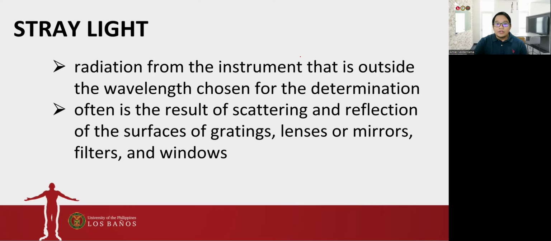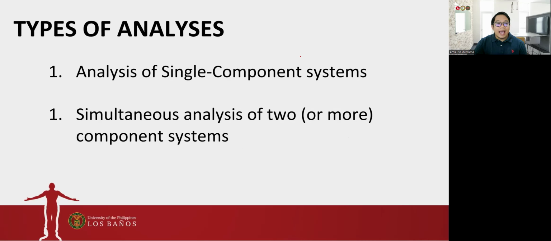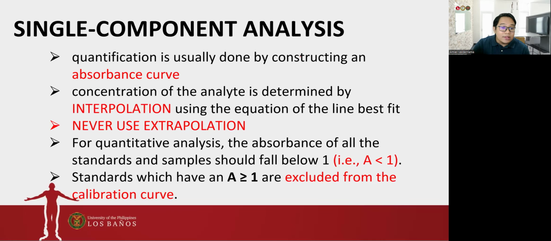Okay? The next naman natin is how do we analyze using UV-Vis? So we have analysis of single component system and analysis via simultaneous of two component systems. So let's discuss the difference between the two. So sa single component, you can quantify the concentration of the solution by means of constructing a absorbance curve. So in here, the concentration of the analyte is determined by interpolation only. Okay? So it is mentioned here that we never use extrapolation.